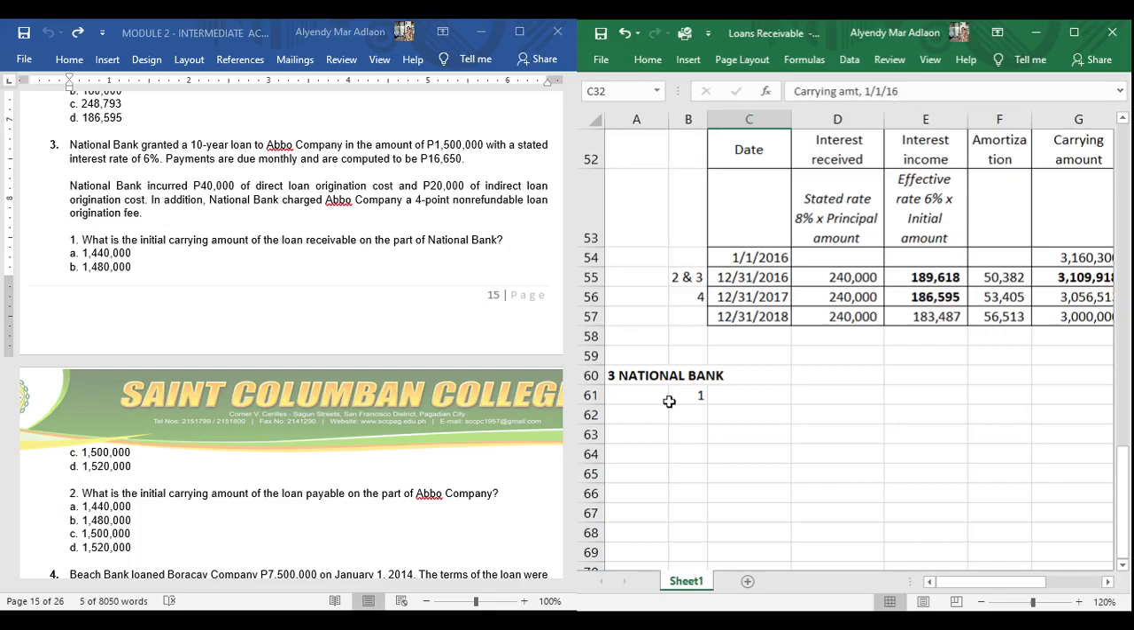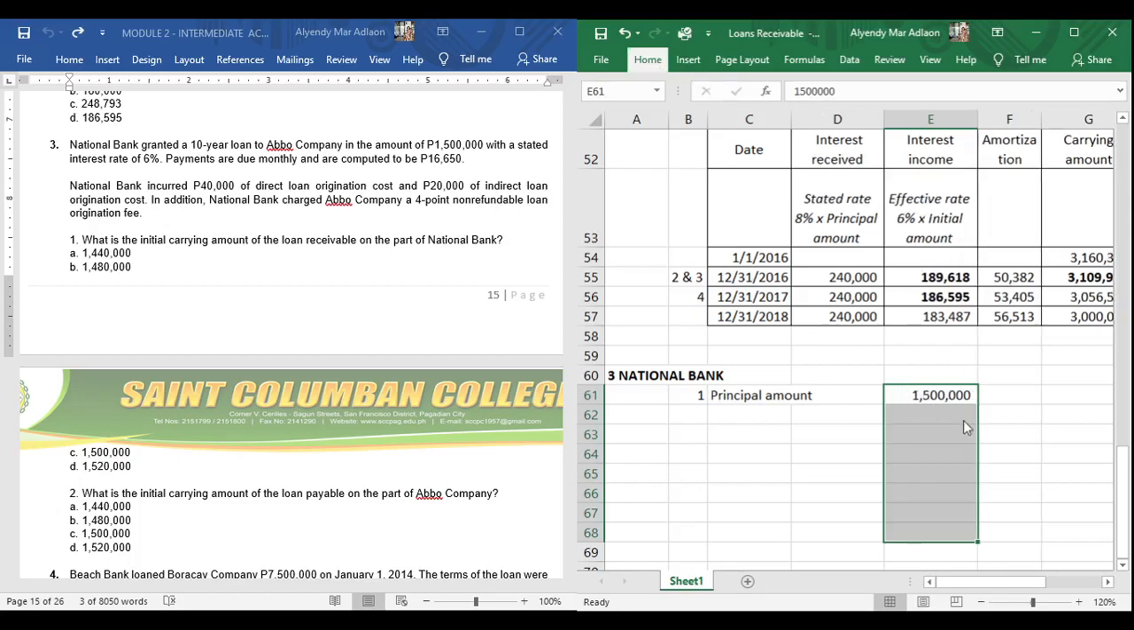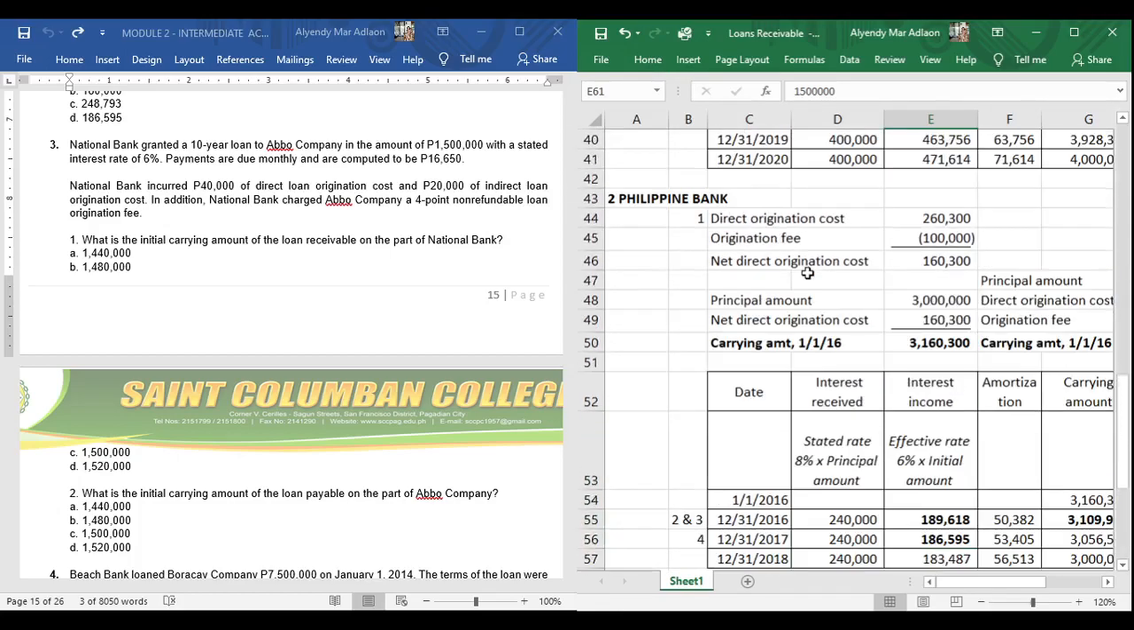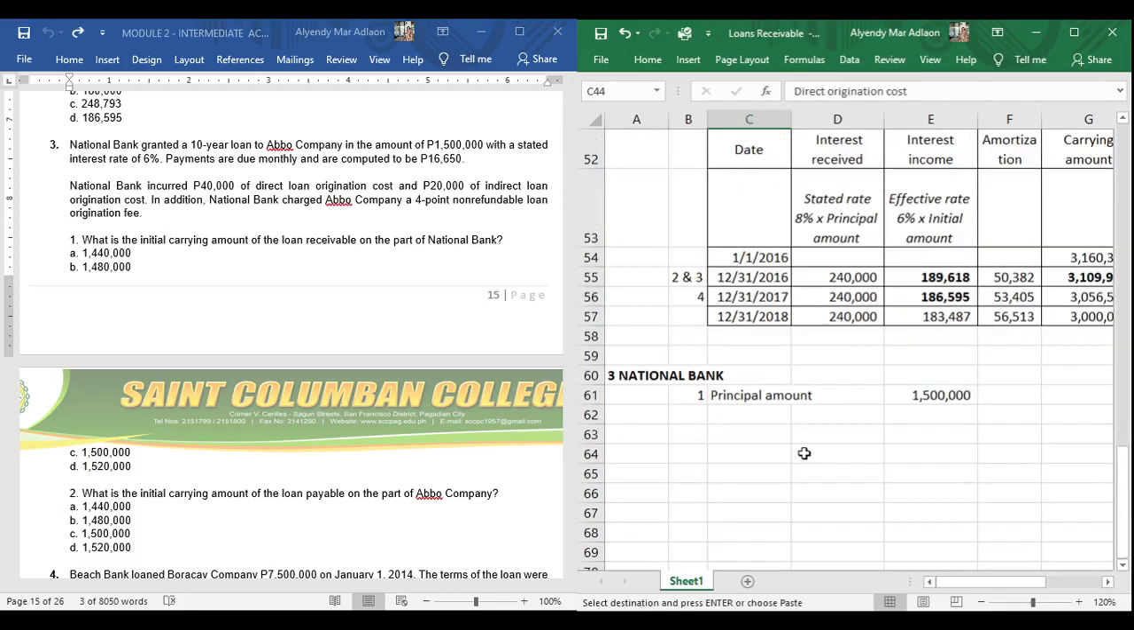Okay, initial carrying amount of the loan receivable. Take note, ang ato ang na-incur nga origination cost is 40,000. Okay, na ay direct, na ay indirect. Okay, so let's start with the principal amount. For the principal amount, we have 1,500,000. And then naatay direct origination cost. So, ako na lang i-copy paste ha. Direct origination cost amounting to, okay, so pila man yung origination cost?